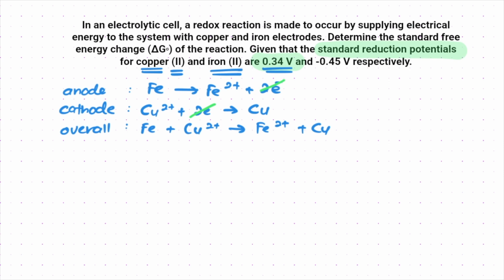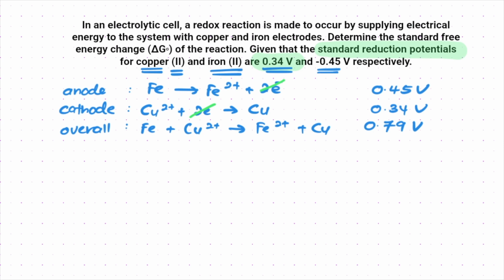So what we are going to do next is put the E cell. Given to you here is negative 0.45 volt for the reduction reaction for ferrum, for iron. Since this undergoes oxidation, we are going to change it to positive 0.45 volt. For copper, it does undergo reduction, so we are just going to use the value as is, 0.34 volt. Therefore, at the overall reaction, we're just going to do the summation of this value. So you should get 0.79 volt.